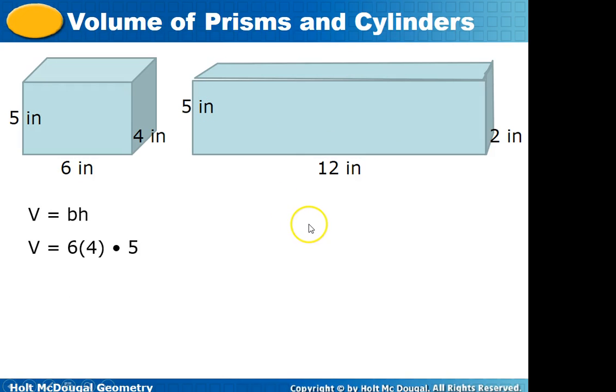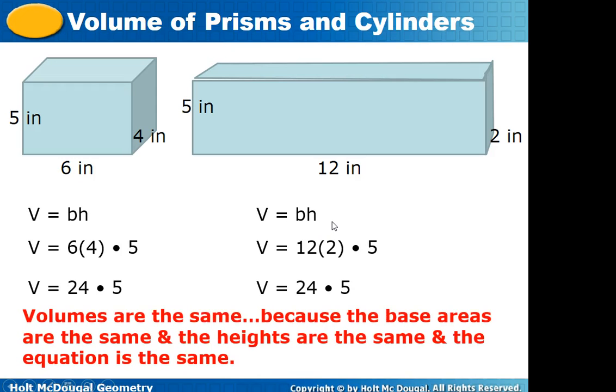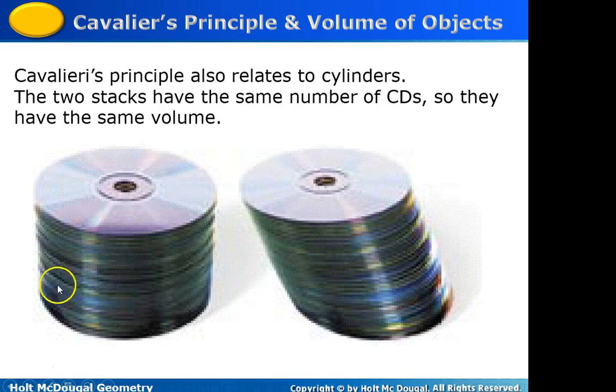So that would also be 24, and the height of this would be 5 inches. So the volumes of these two are base times height. We would see that both of these would be 24 times 5, and thus they would have the same volume. So the volumes are the same because the base areas are the same and the heights are the same. And we're using the same equation, base times height. On this next one, it's again another example of Cavalieri's Principle.